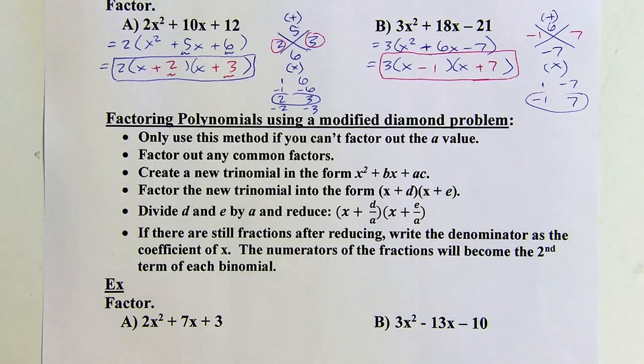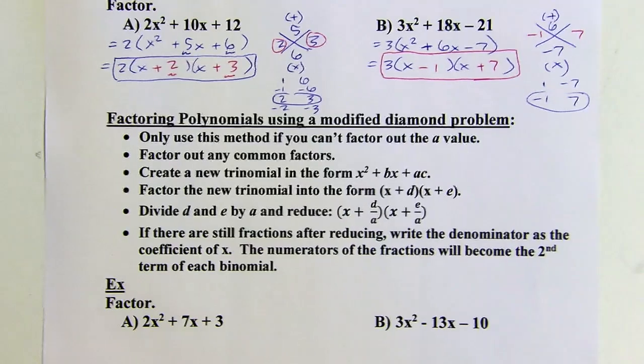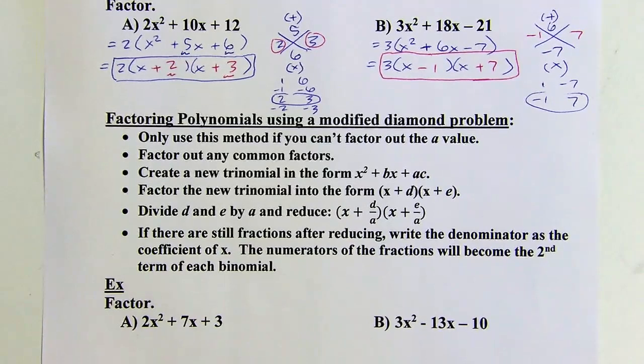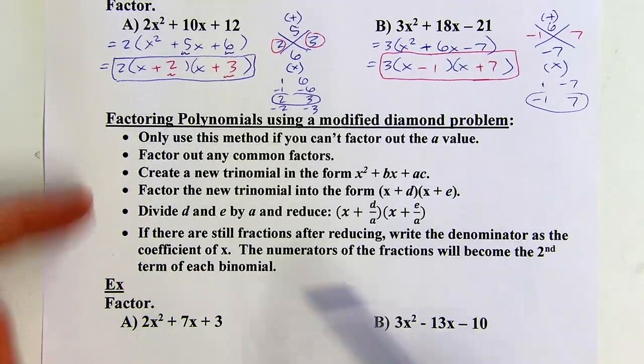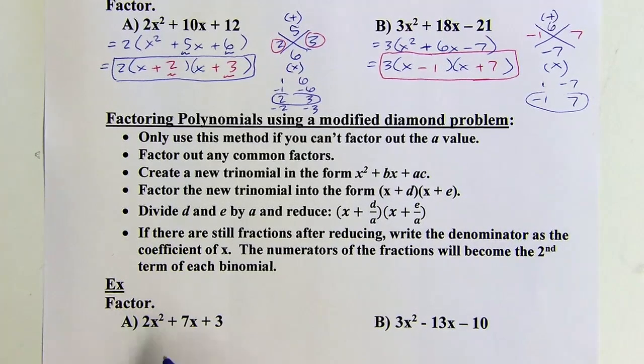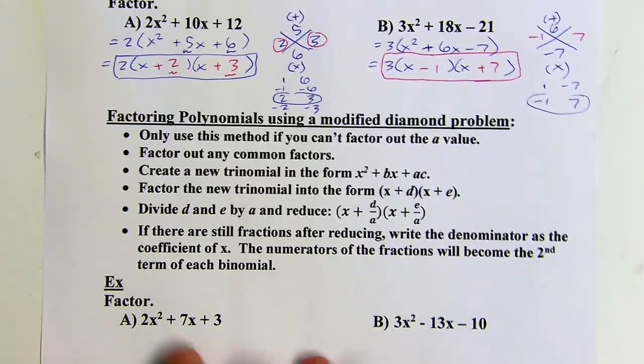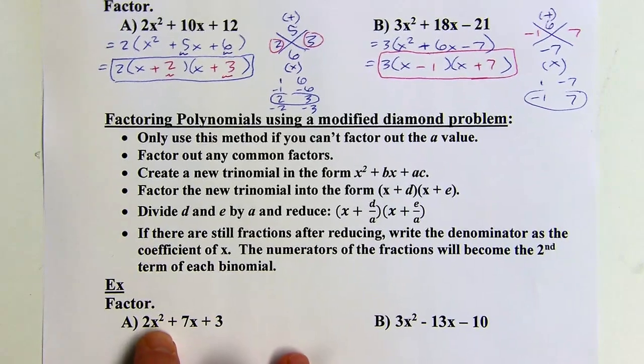So I need another method, and I'm going to use a method that I call the modified diamond problem. So I'm still going to use a diamond problem, but there are going to be some more steps. Okay, and I've got directions written out here, but it's going to be easier for me just to show you with this example. So first thing I try to do is try to factor out the 2. That's a dead end, okay?